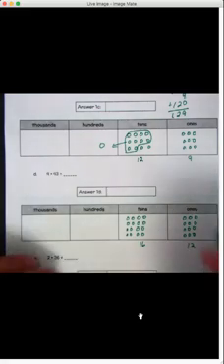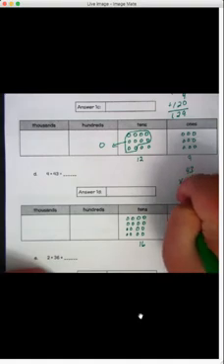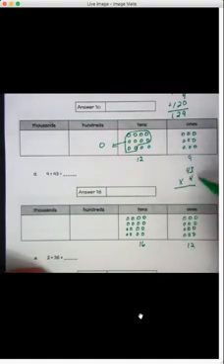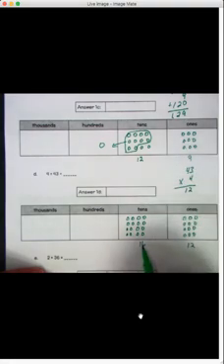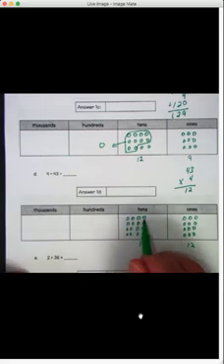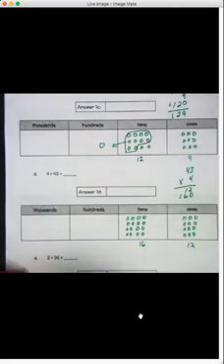So let's set it up here in our algorithm. 43 times 4. All right, when we did 4 times 3 ones, we got 12 ones. When we did 4 times 4 tens, we got 16 tens. But remember, that's not 16, that's 16 tens. 10, 20, 30, 40, 50, 60, 70, 80, 90, 100, 110, 120, 130, 140, 150. You already knew that, didn't you? 16 tens is the same as 160. Add that 0 onto the end.